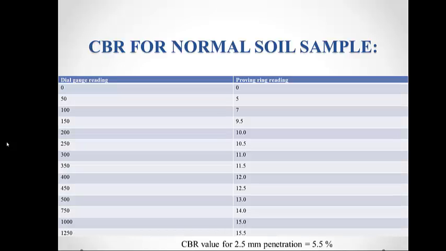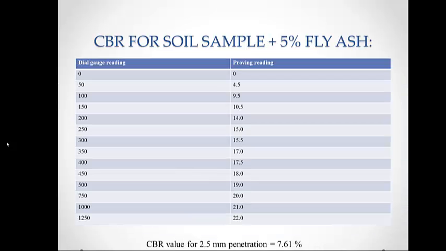This table gives you the results that are obtained for the normal soil sample, and the CBR values are indicated as below. The CBR value for the normal soil sample at 2.5 mm penetration obtained is 5.5%. Later, we added 5% fly ash to the soil sample, and we found the CBR value for 2.5 mm penetration to be 7.61%. From this, we observed a slight increase in the value of the CBR from the normal soil sample to that of the soil sample with 5% fly ash.